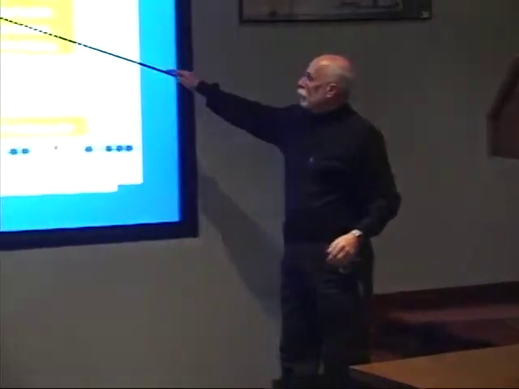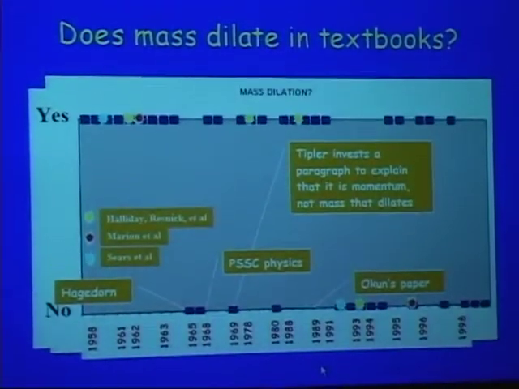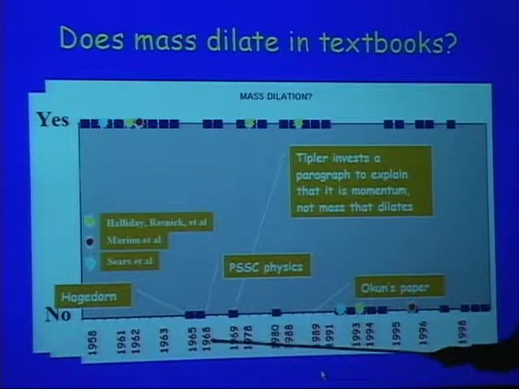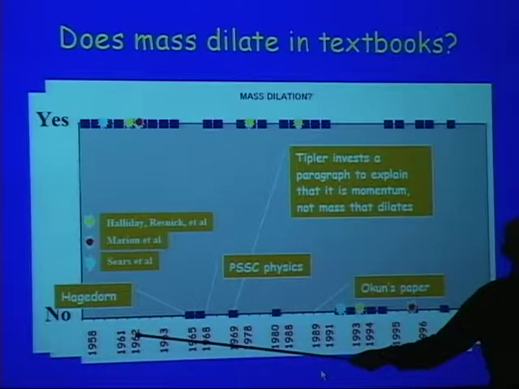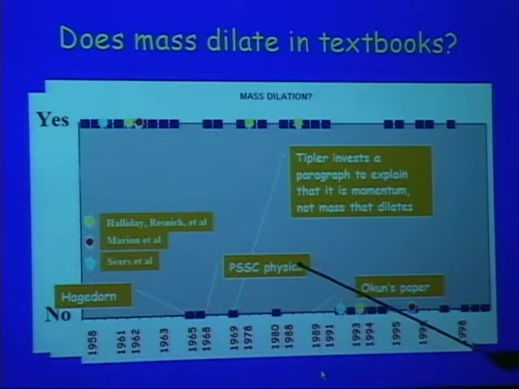Oh, and Tipler, there are two Tiplers. One's a philosopher and one's a physics book writer, and Tipler invested a whole paragraph back in 1969 to explain that all his colleagues were getting it wrong. When did PSSC first start? Oh, I had it in 60, I graduated from high school in 62, and PSSC physics existed then. I graduated in 68, but I missed it. The interesting thing was, well, anyway, let's go on.